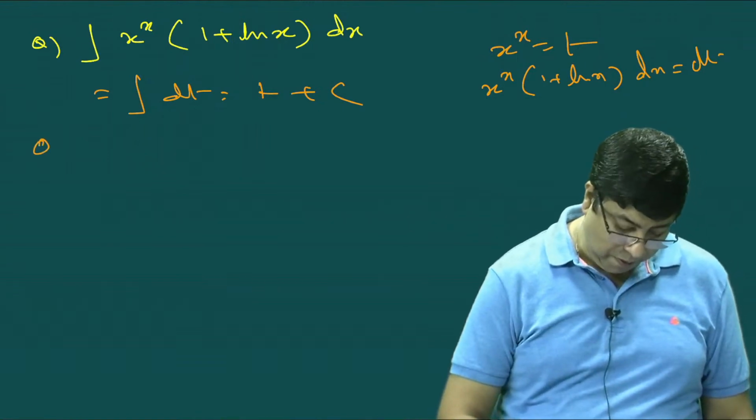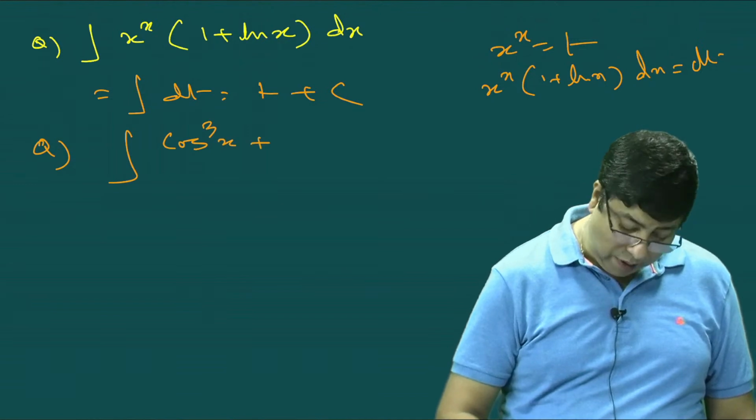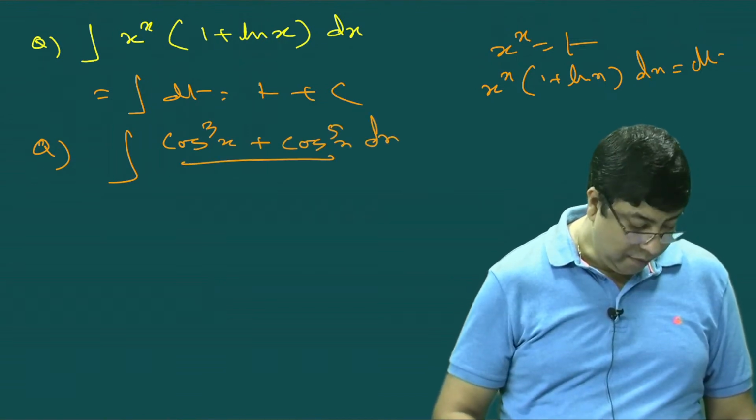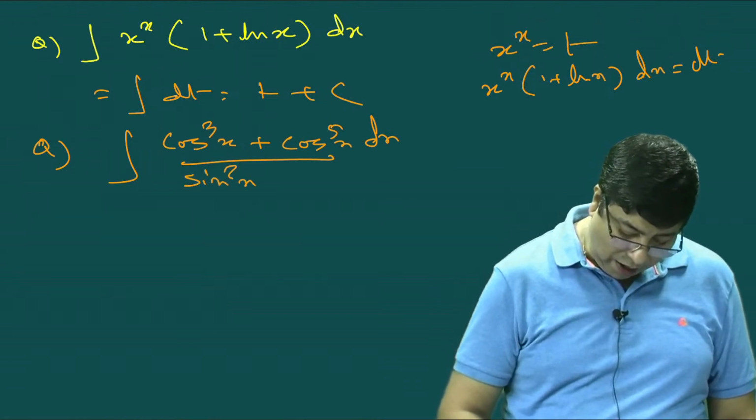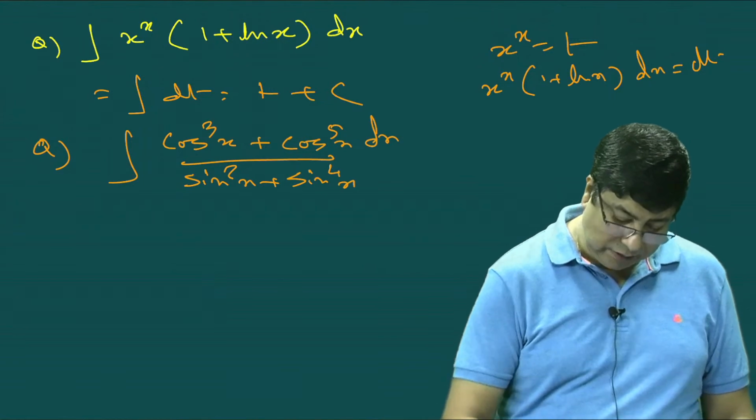One more sum. Integration cos cube x plus cos to the power 5x total divided by sin square x plus sin to the power 4x. Solve it.